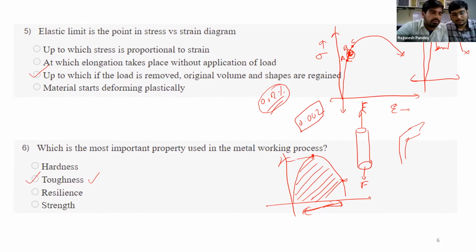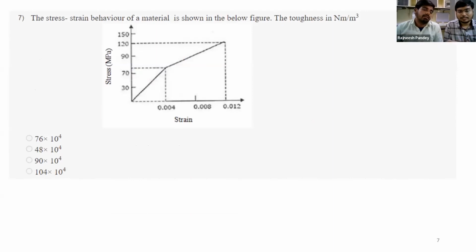Now go to the seventh question. Let us move to the next question, and this is a numerical problem. Let me discuss this problem. Here the stress strain behavior of a material has been shown, and we are asked to determine the toughness in the units of Newton meter per meter cube. This is nothing but joule per cubic meter.